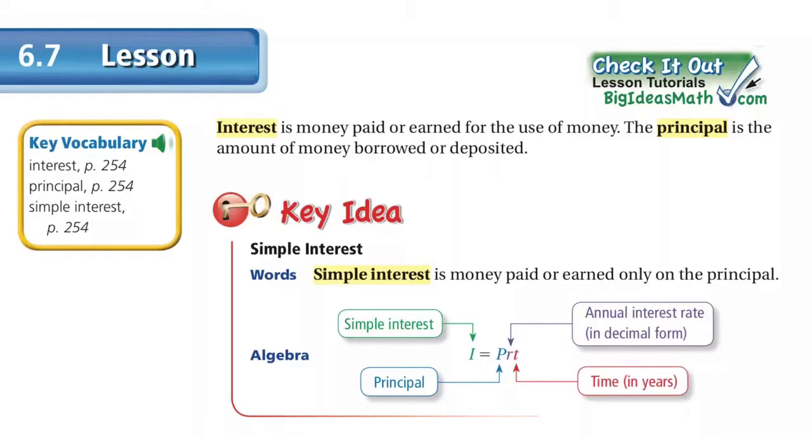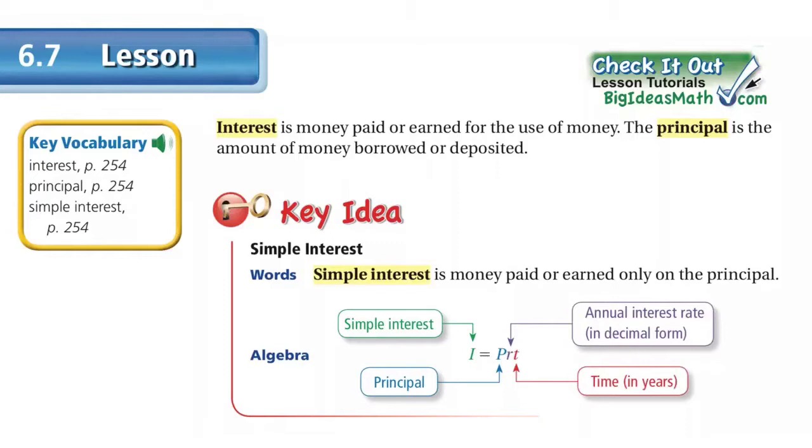So when you put money into a bank and they give you interest, that's because they're using your money. Your money just doesn't sit there in a box until you come back to get it. They use it, and for letting them use it, they give you interest, a small amount of money for letting them use your money. The amount of money you put into the bank, that's the principal. So the simple interest is the money paid or earned only on the principal.